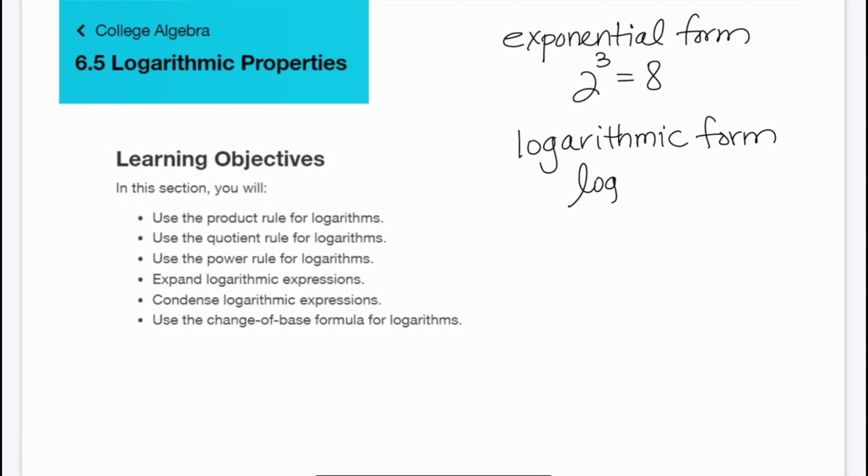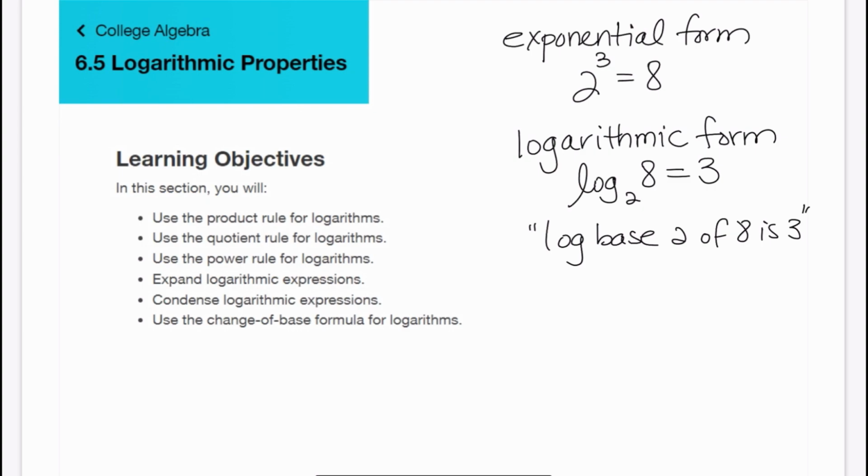The log base 2 of 8 is 3. So we say the log base 2 of 8 is 3. So that's basically how you go from exponential to logarithmic form.